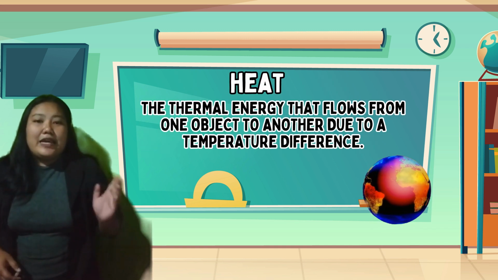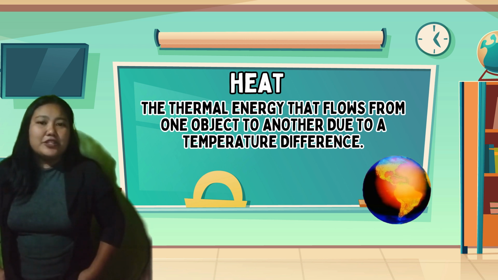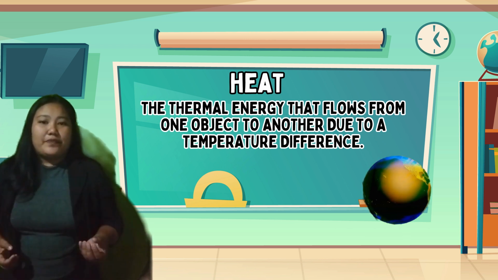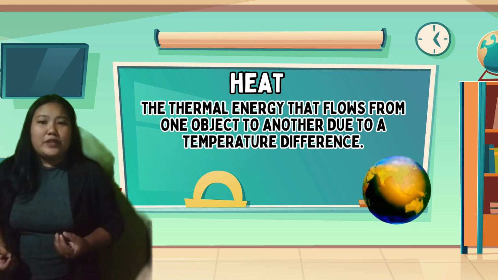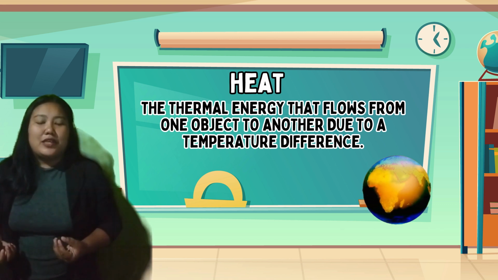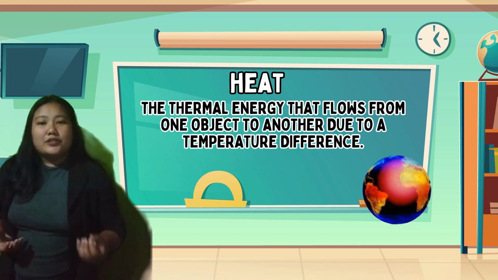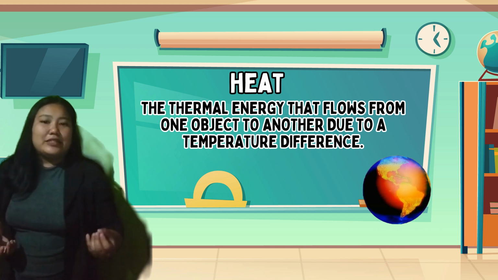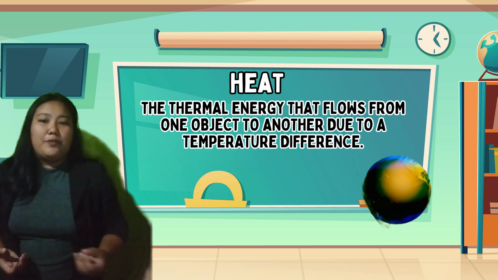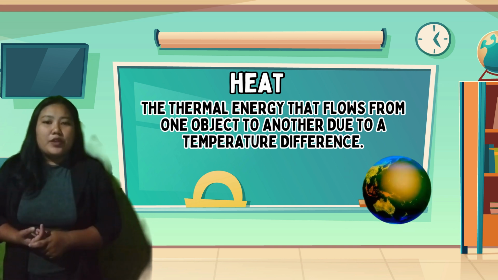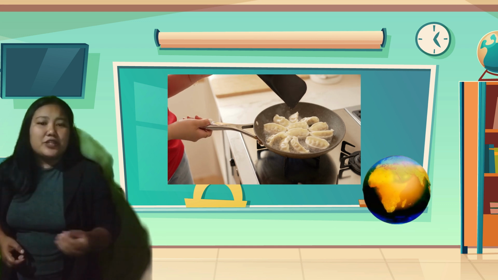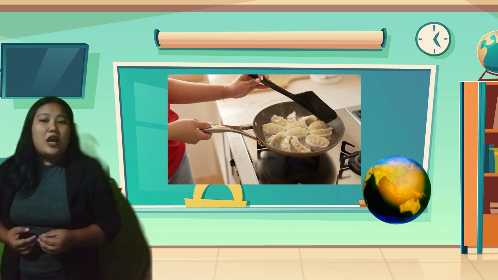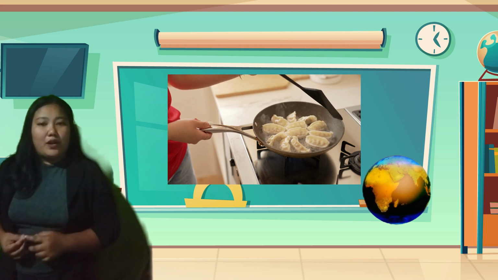Now, heat. Heat is the transfer of thermal energy from one object to another. It's not something an object has, but rather something that flows between objects at different temperatures. Heat always flows from a hotter object to a colder object until they reach thermal equilibrium, or the same temperature. For example, when you touch a hot stove, the heat transfers from the stove to your hand, causing your hand to feel warm.